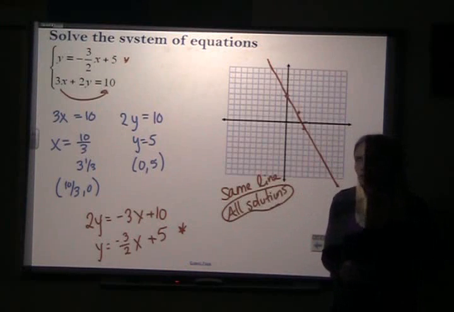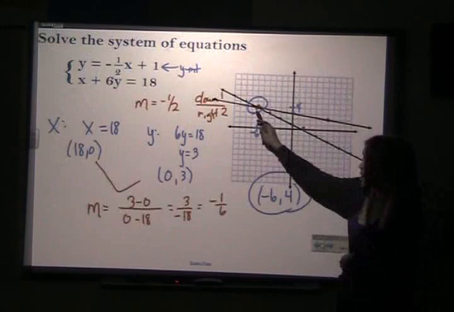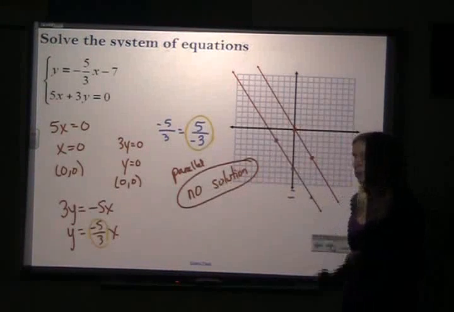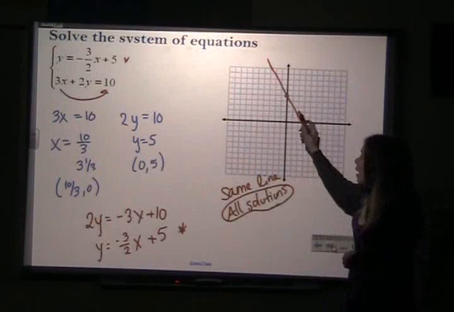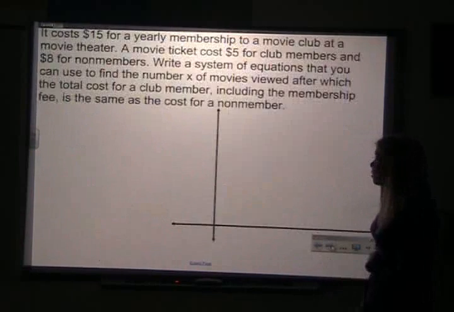Okay, so those are 3 different examples. One where you have points, I find them. One where I have parallel lines, no solution. One where I have the same line, that is all solutions.